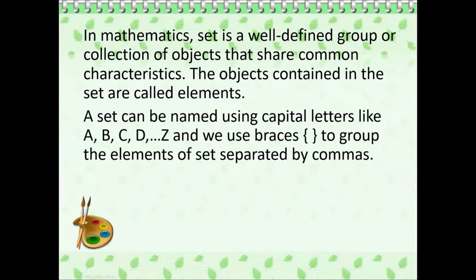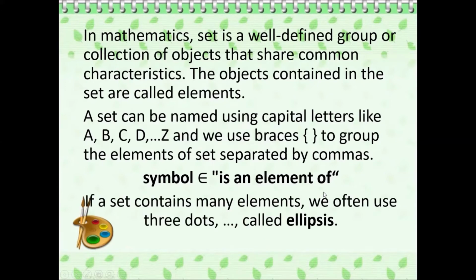A set can be named using capital letters like set A, set B, set C, set D, up to set Z. And we use braces to group the elements of a set, separated by commas. This is the symbol for an element and it is read as "is an element of." If a set contains many or infinite elements, we often use 3 dots, and this symbol is called an ellipsis.